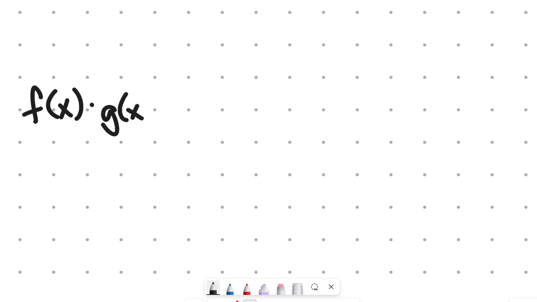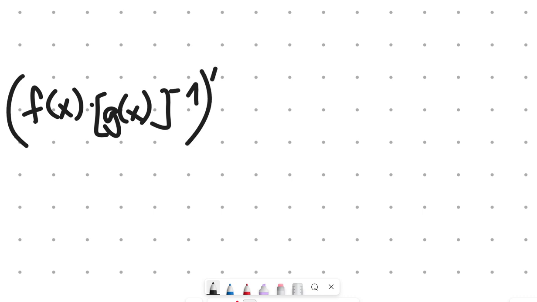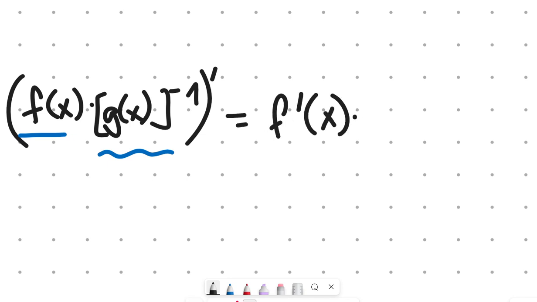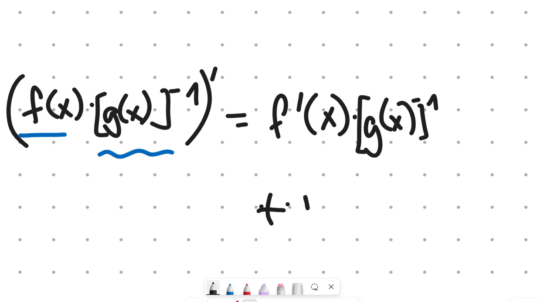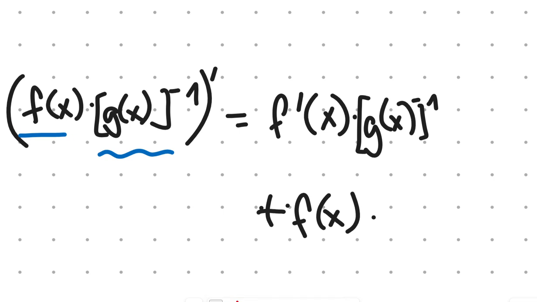So if we have the function f of x and g of x in brackets to the negative 1 power, and we put it in prime, we have to take the derivative of the first one multiplied by the second one. So let's do that first. Derivative of the first one multiplied by the second one, and then plus, now take the normal function f of x and multiply by the derivative of g of x to the negative 1 power.